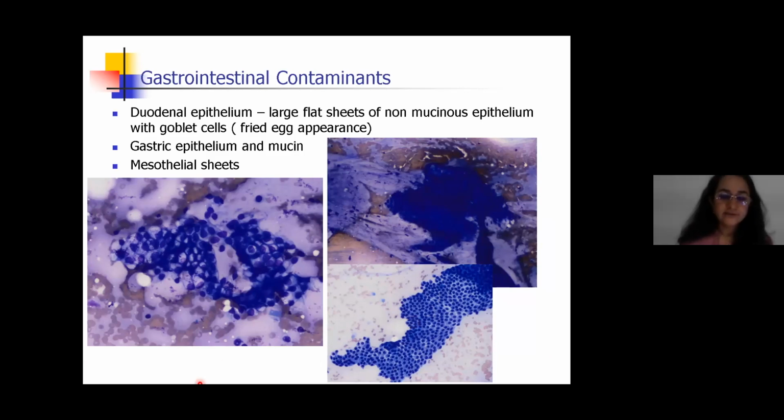So on the left, this is the duodenal epithelium, large flat sheets of non-mucinous epithelium with goblet cells, giving it this fried egg appearance. You may also get the gastric epithelium along with the mucin, and sometimes mesothelial cell sheets may also be there in the smears.